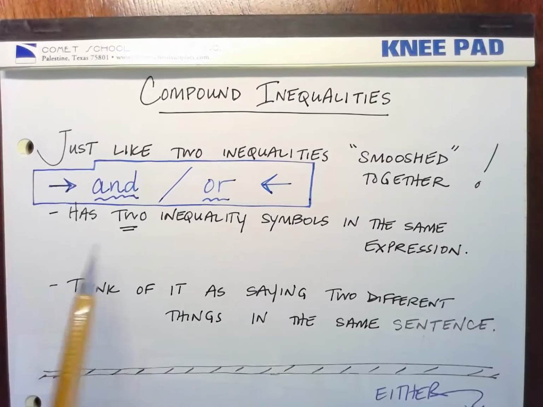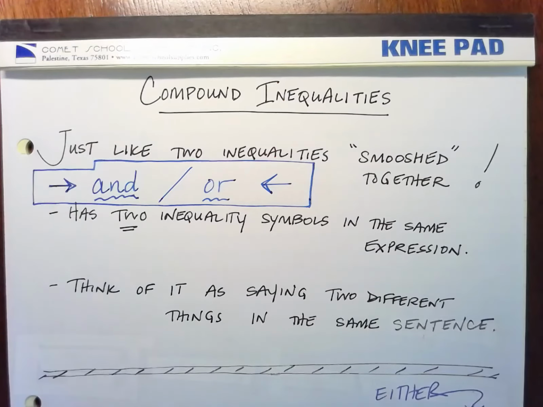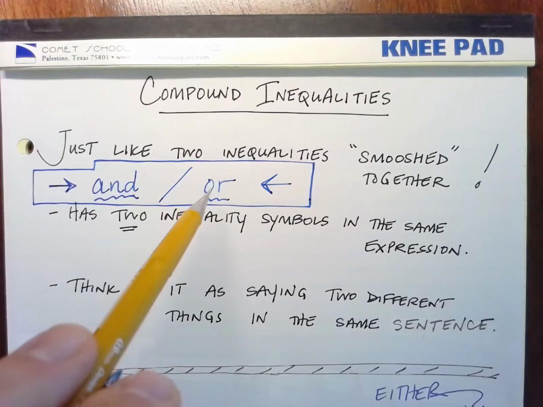It has two inequality symbols in the same expression. This is how you know that you have one of these, if you have two inequality symbols in the same expression. And you can think of it as saying two different things in the same sentence. Just like a compound sentence is when you take two sentences and combine them together into one sentence and somehow join them together, this is the exact same thing. You're taking two inequalities and joining them together with either "and" or "or".